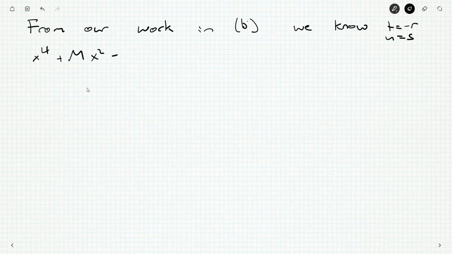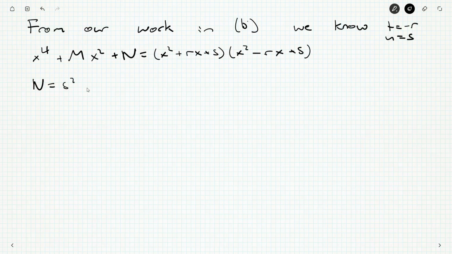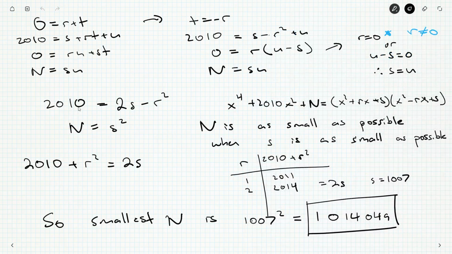So I'm going to start by saying, well, from our work in B, which gave us a little bit of a head start, we know t is equal to negative r and u is equal to s. So we've got x to the 4 plus mx squared plus n is equal to x squared plus rx plus s, x squared minus rx plus s. n is going to have to be equal to s squared, and m is going to be 2s minus r squared. Okay. So that's our information, and we're basically just completely importing our work. We're just changing our 2010, which didn't come into play until the very end. We're just turning that into m. Okay? It's a nice little shortcut.